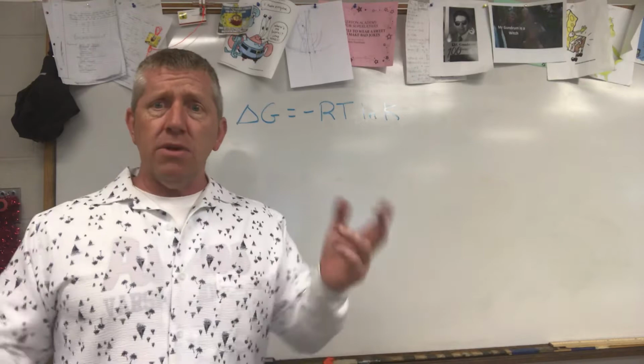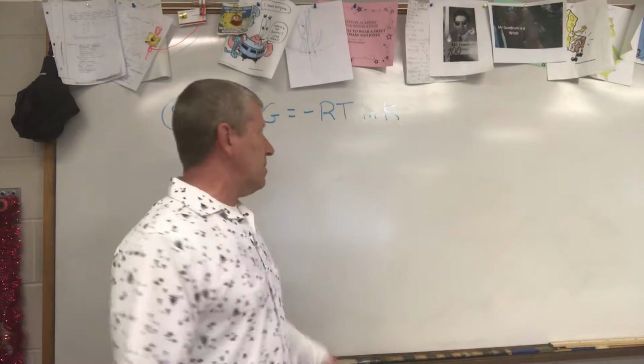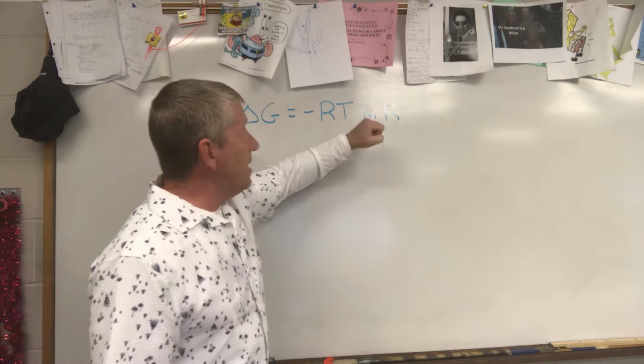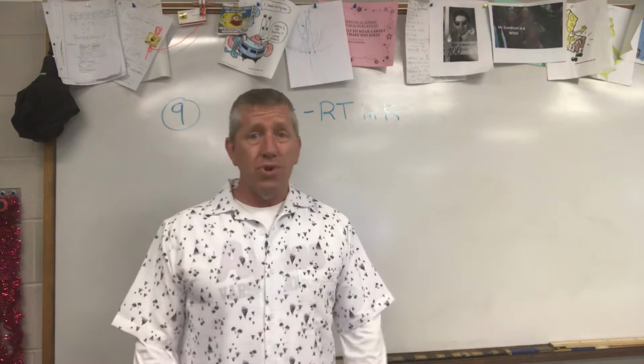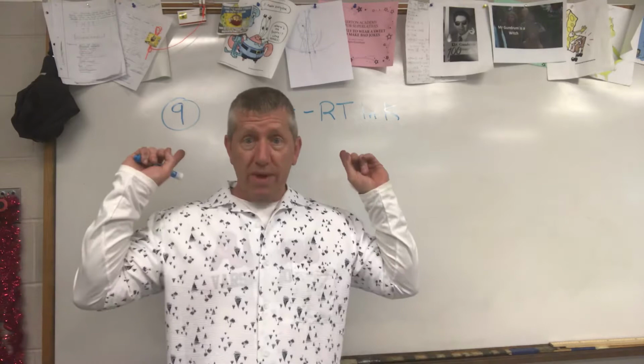Don't worry about how that comes about. Just know how to use it, okay? Know how to use it. Here we go. Delta G is also equal to negative RT natural log of K. Remember, I warned you, I gave you a little foreshadowing in the last video that G and K have something to do with each other. And here, they're in the same equation. So they are related.